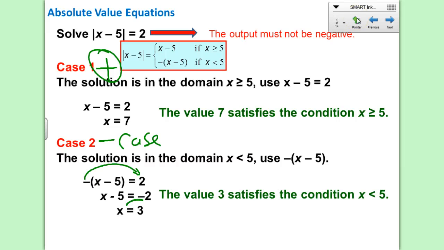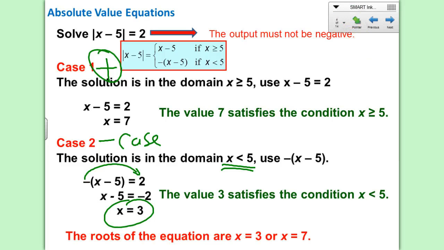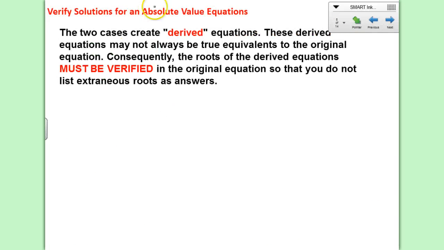That value of 3 is your answer. Is that within the restriction we have up there? It is, so that's a good thing. Now, the only thing you still have to do is check your answer. You might say, well, why do I have to? Because you do. The roots of these equations are supposed to be 3 and 7, but we talked about extraneous roots before. We need to check that.